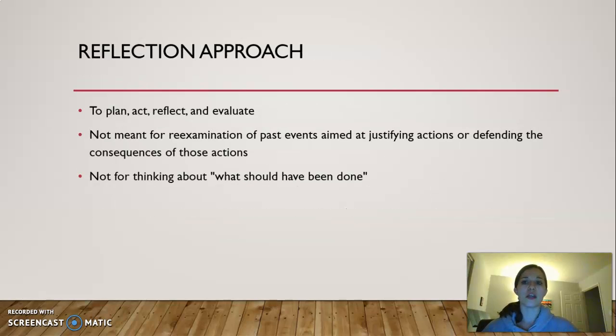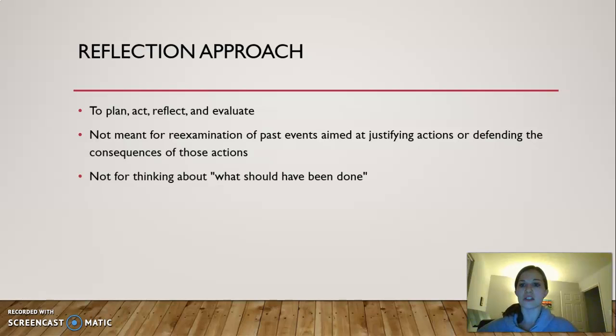So she starts saying that in order to get to that inquiry knowledge state, we use the reflection approach. So planning, acting, reflecting, and evaluating. It is not meant for a mental reexamination of past events aimed at justifying our actions. So constantly saying, oh, well, I did this because of this, this, and this. It's not the reason. And it's not meant to defend the consequences of those actions.